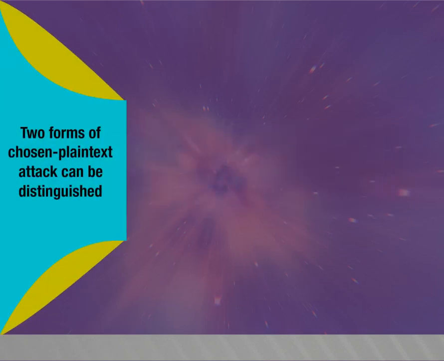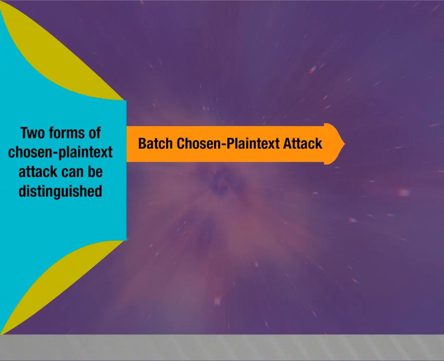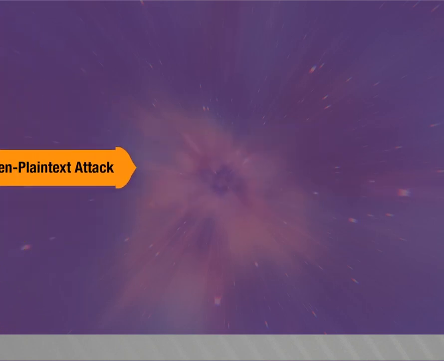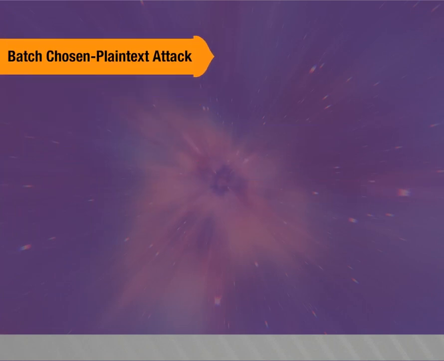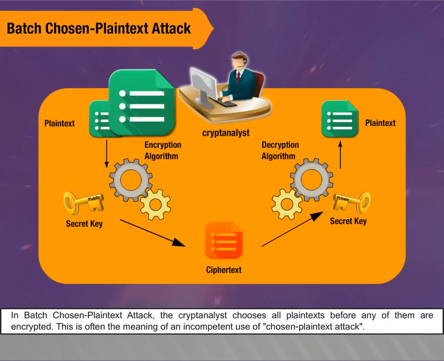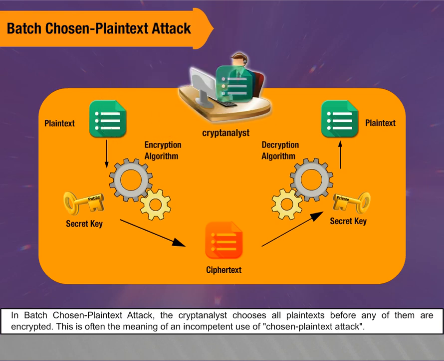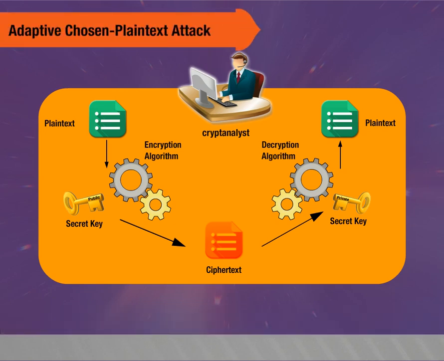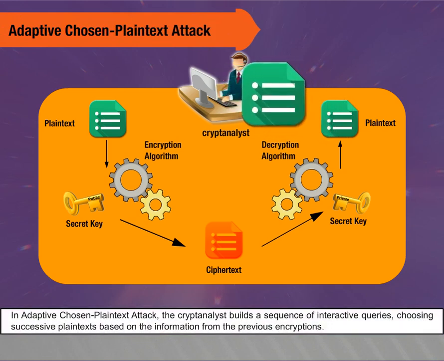Two forms of chosen plaintext attack can be distinguished: batch chosen plaintext attack and adaptive chosen plaintext attack. Batch chosen plaintext attack. In batch chosen plaintext attack, the cryptanalyst chooses all plaintexts before any of them are encrypted. This is often the meaning of an incompetent use of chosen plaintext attack. Adaptive chosen plaintext attack. In adaptive chosen plaintext attack, the cryptanalyst builds a sequence of interactive queries, choosing successive plaintexts based on the information from the previous encryptions.